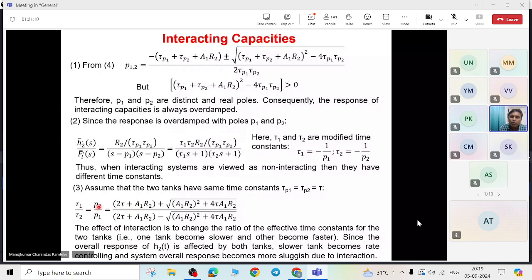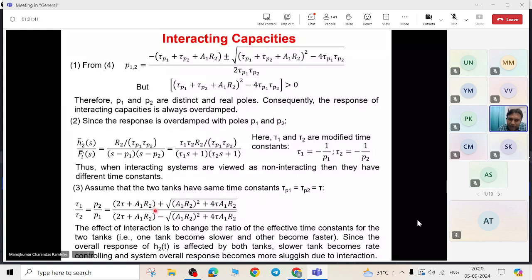See, P2 will be, in this case, let's say if I take the positive root as P2, and with the negative term I am taking, let's say, P1. In that case, in P2 divided by P1, you can see that only the positive term is coming in the numerator and the negative term is coming here in the denominator.